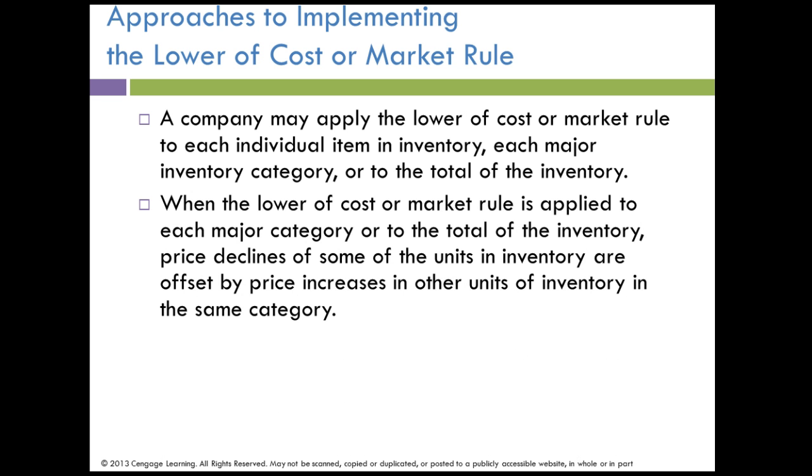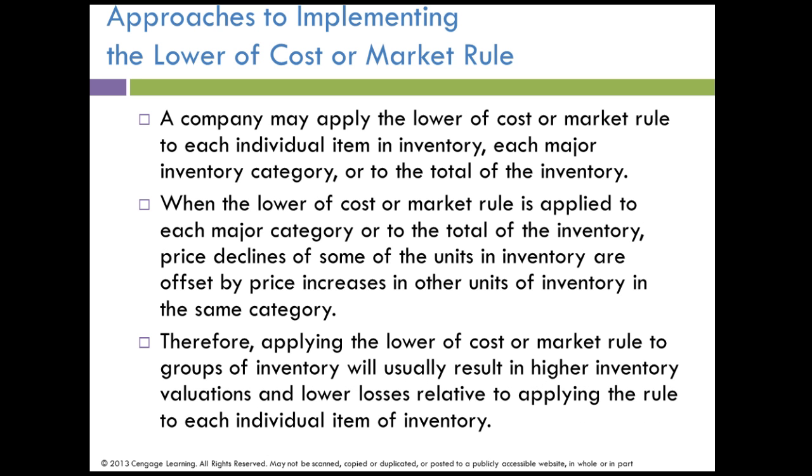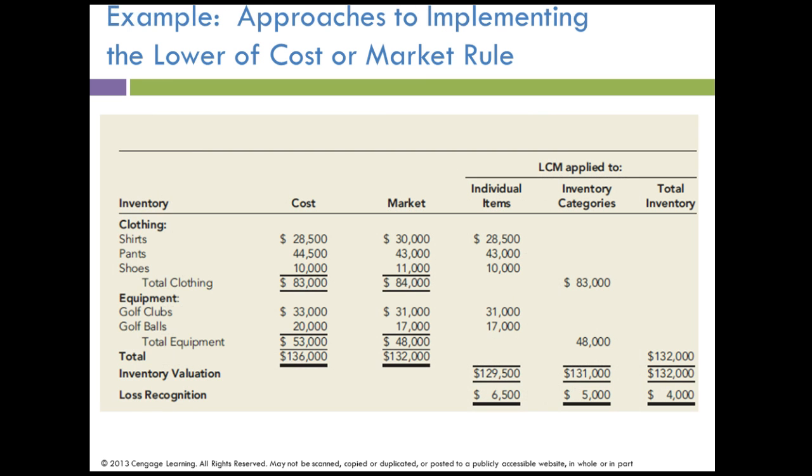When the lower of cost or market rule gets applied to the categories or to the inventory, price declines of some units get offset by price increases in other units. So basically, if companies use the various groupings of inventory, you're going to have lower losses applied to items specifically in inventory.